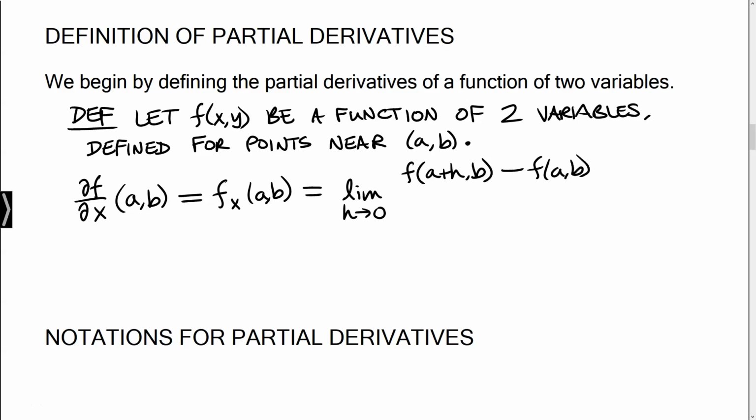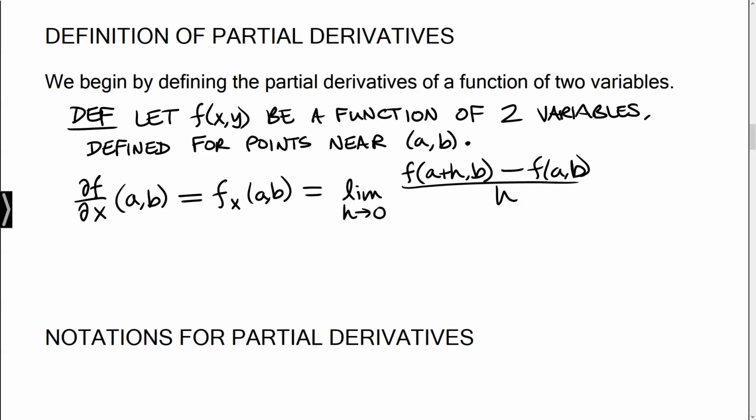So notice what's happening here. I'm looking at the value of f at a, b, and then I'm looking at the value of it somewhere away from there. But I'm only changing the first coordinate. I'm only incrementing a from a to a plus h. b is staying constant. It's the same thing in each one. And then I'm dividing by h. So it's an ordinary difference quotient. Only difference is I'm just changing the first coordinate.